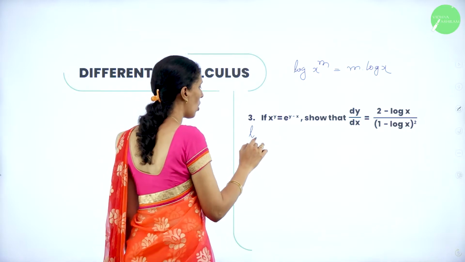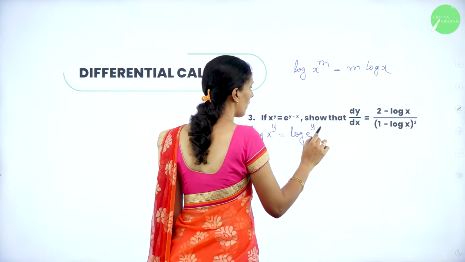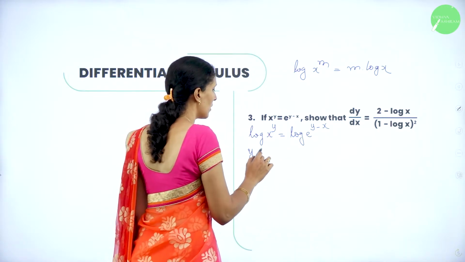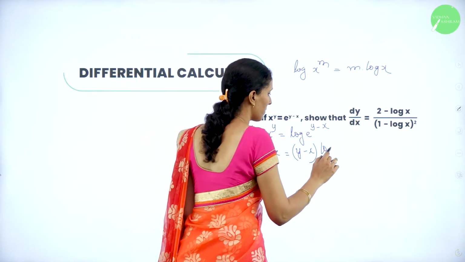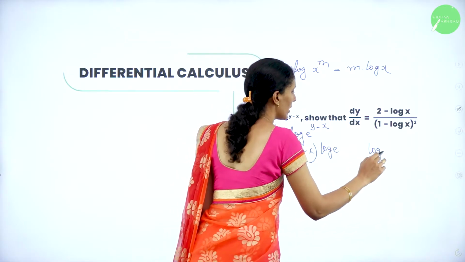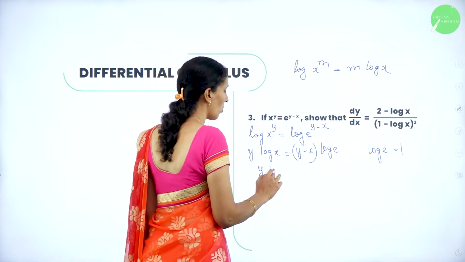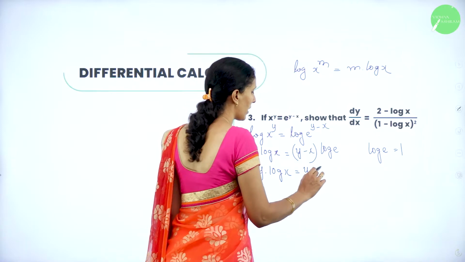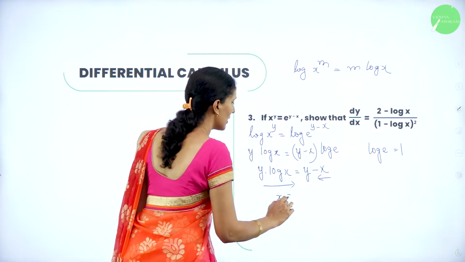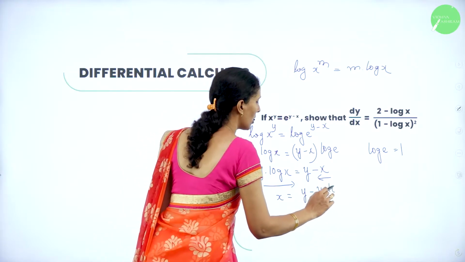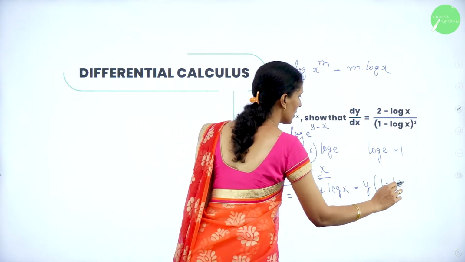So here if I apply log, log x power y is equal to log e power y minus x, then I can write this as y into log x equals y minus x into log e. We know the value of log e is always 1. So therefore here it is y into log x is equal to y minus x. Let me shift x here, y log x here. So x is equal to y minus y log x. Or if you take y as a common factor, it is y times 1 minus log x.